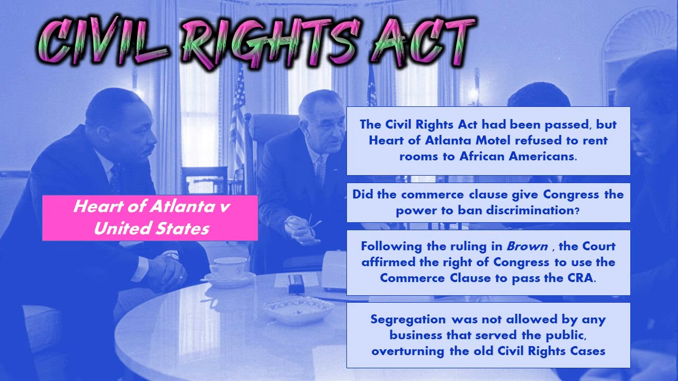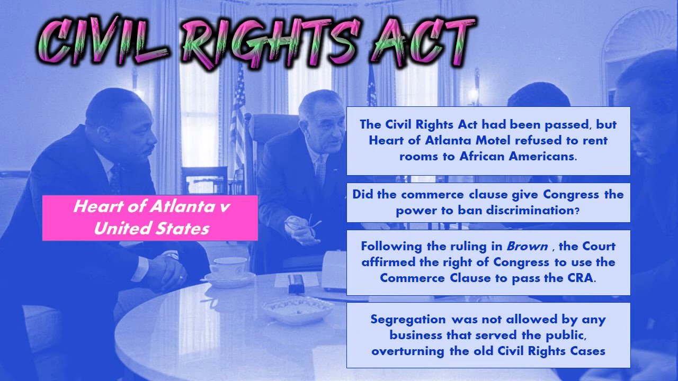But first up, we have Heart of Atlanta Motel versus the United States. So Brown versus Board just desegregated the schools, and the Civil Rights Act said that places that serve the public could not discriminate and all that. But the Heart of Atlanta Motel was still refusing to rent rooms to African Americans. They wanted to argue in court that Congress did not have the power to tell them how to run their business and to ban private discrimination in this way. Remember, a previous act way back had given private businesses the ability to do so. So Heart of Atlanta Motel wanted to protect its right to only sell rooms to white people.